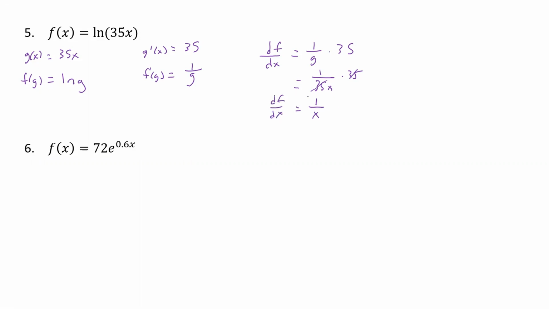Okay, so that one turns out really simple in the end. Not much to do. Those things cancel, and we just get 1 over x. All right, what about the next one?